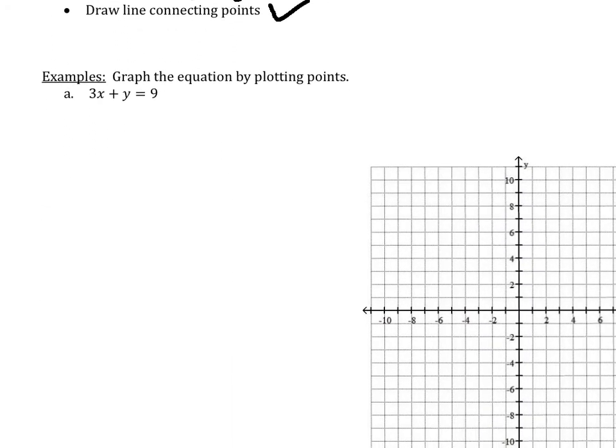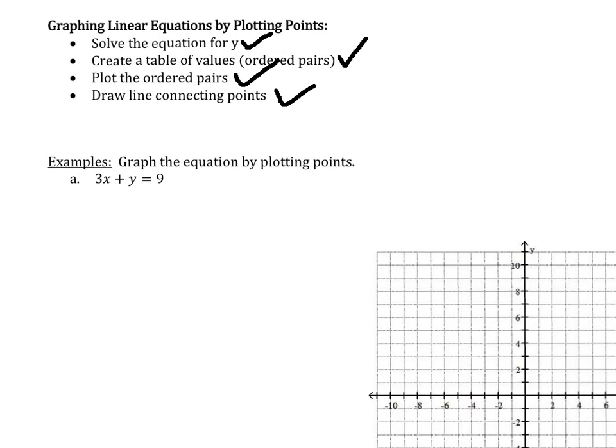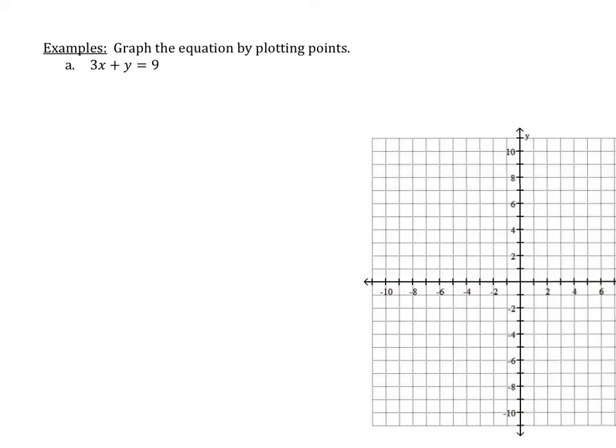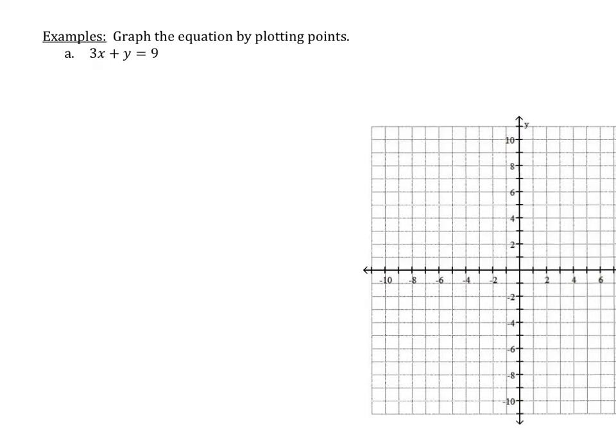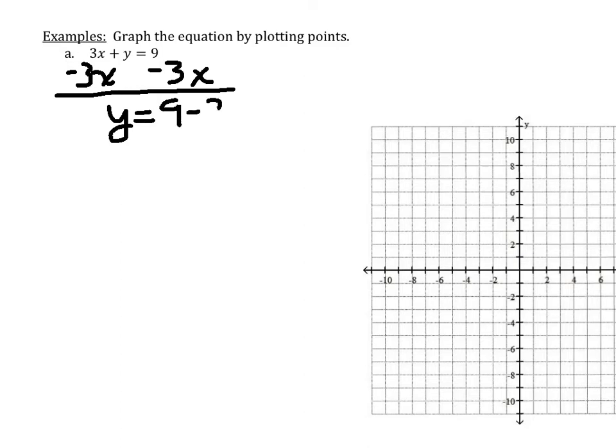I have 3x plus y equals 9. All right, and that first step right up there says to solve the equation for y. And again, I told you that this is not a necessary step. It's just one that will help. It's just a convenience, basically. If I look at this equation and solve it for y, remember, I get rid of this 3x first. So I'm going to subtract 3x from both sides. And we'll get that y equals 9 minus 3x. All right, so that equation is solved for y.